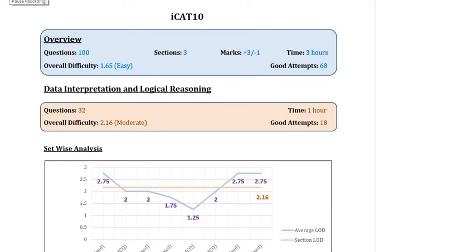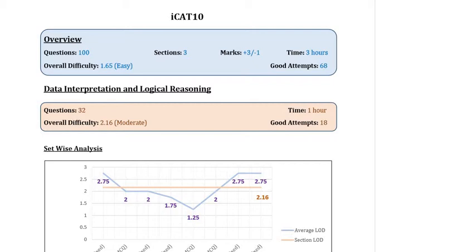Hello and welcome to part 2 of our analysis of iCAT10. As we explained earlier in part 1, iCAT10 is now entering into the last lap of CAT preparation. We've released 15 mocks already, from iCAT 25 to 11. 10 to 1 are the last 10 mocks. So by now you should have a fairly good idea of your strategy to crack CAT.